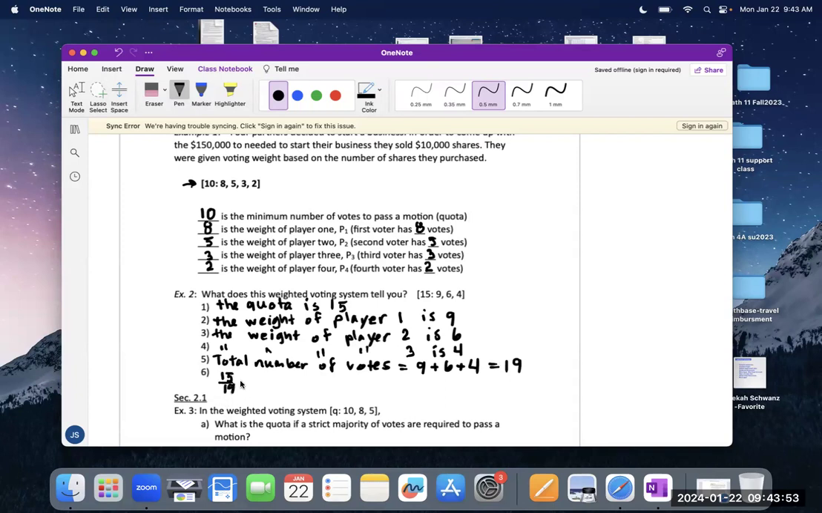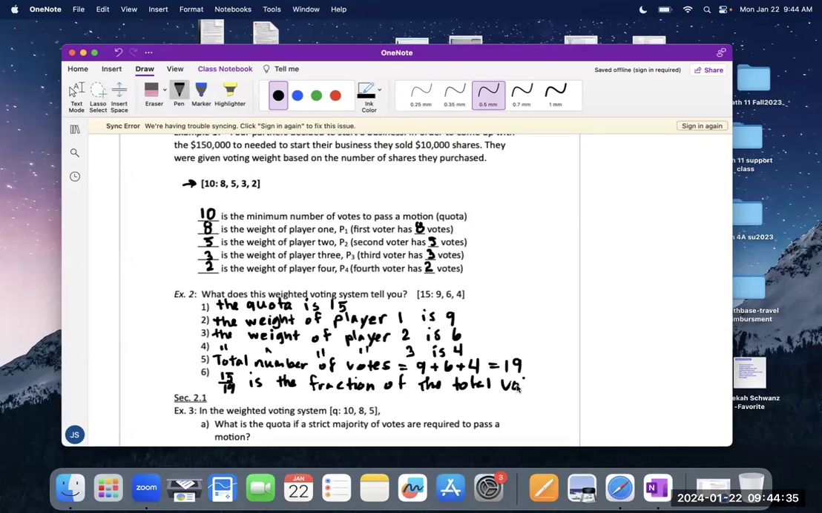That's the fraction needed to pass a motion. So I just took Q, the quota, and put it over the total votes, and that's the fraction of the total votes that you need to pass a motion.